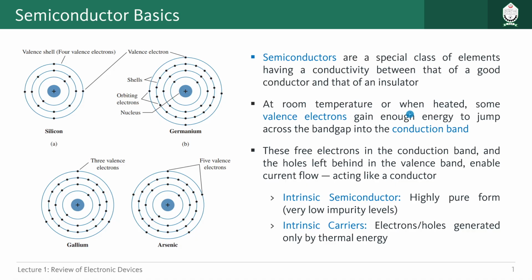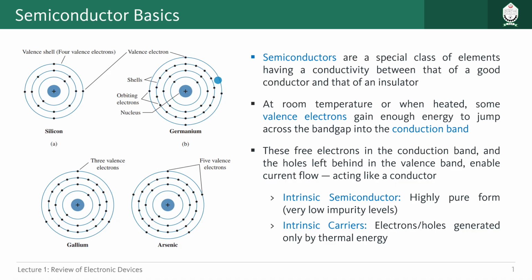What we see generally is that at room temperature, or whenever you give enough thermal energy to the semiconductor, some valence electrons can gain enough energy. Valence electrons are the electrons at the outer layer that help us form bonds. These electrons can gain enough energy to jump across the band gap into the next band, which is the conduction band. Whenever we have electrons in the conduction band, these electrons can freely move through the semiconductor lattice, and that permits carrier flow or electron flow.